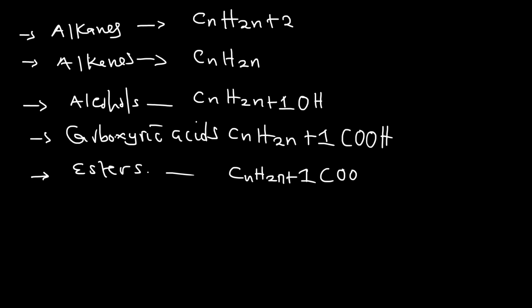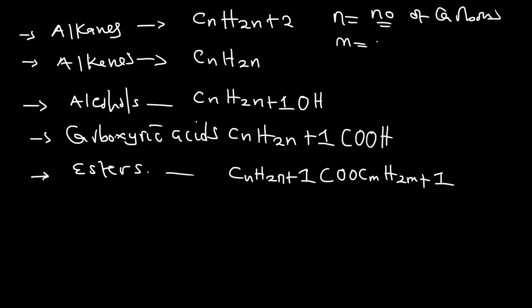For esters it is CnH2n+1 COO CmH2m+1. Under this one, what does n represent? n represents the number of carbons. Even m here under the esters represents the number of carbons. So make sure that you take note of these. These are the general molecular formulas that we have for the families.